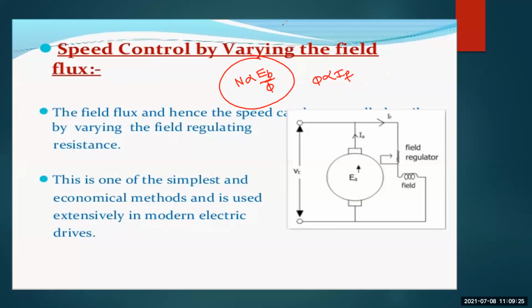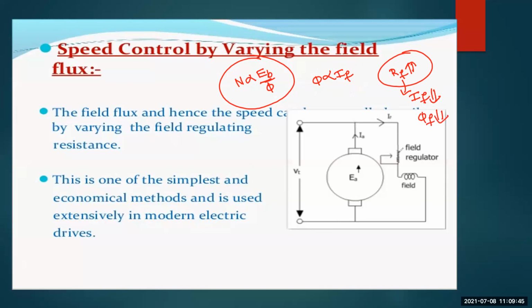So if the field resistance is increasing, the current flow is always choosing the low resistance path. So the field current is decreasing. Field current is decreasing means flux is also decreasing. Am I right or not?